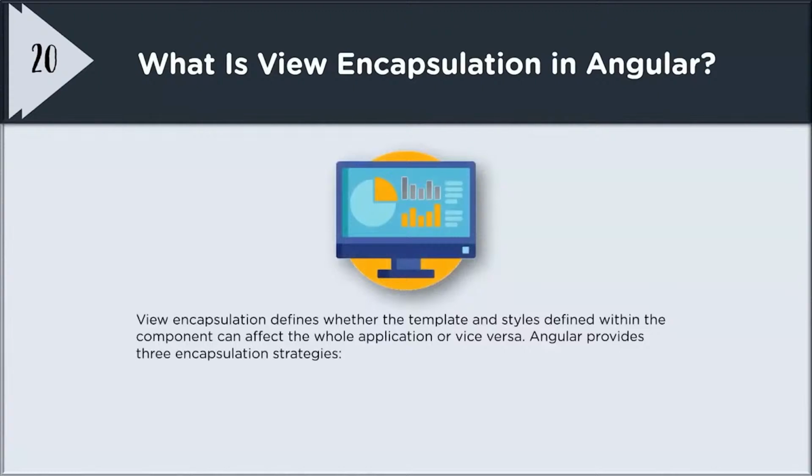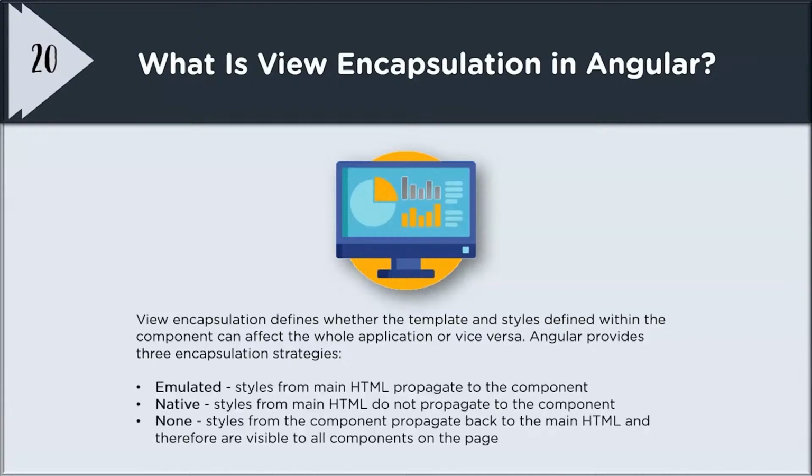Now, view encapsulation basically defines whether the template and styles defined within the component can affect the application or vice versa. Angular provides 3 encapsulation strategies. There's emulated encapsulation, which means that the styles from the main HTML propagate to the component. Then there is native, which indicates that the styles from the main HTML do not propagate to the component, meaning it does not affect the component.